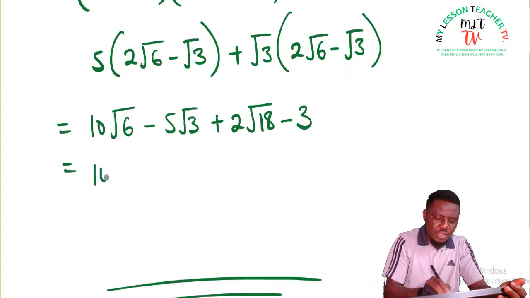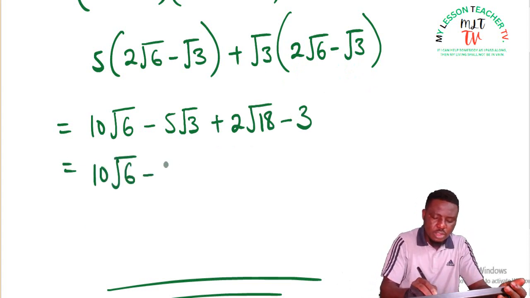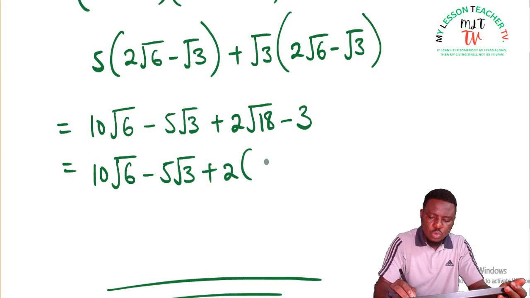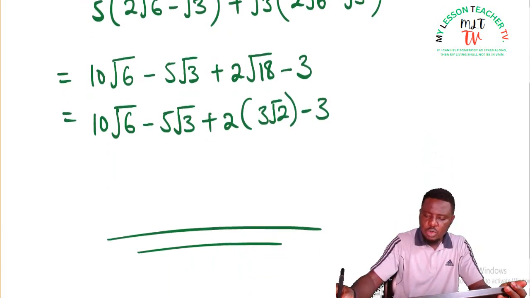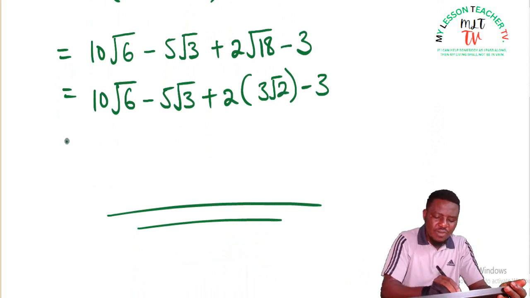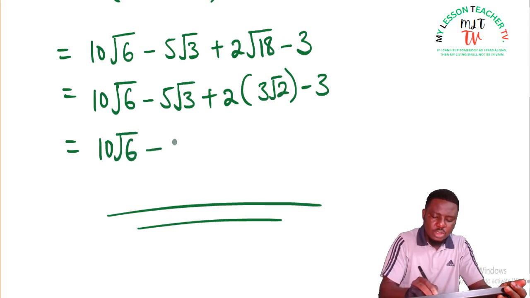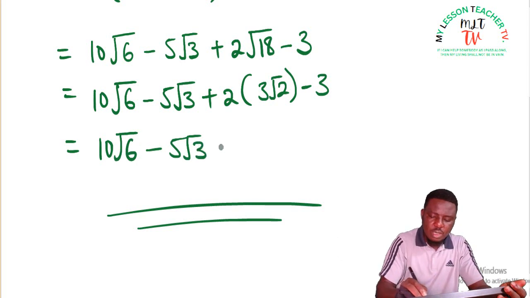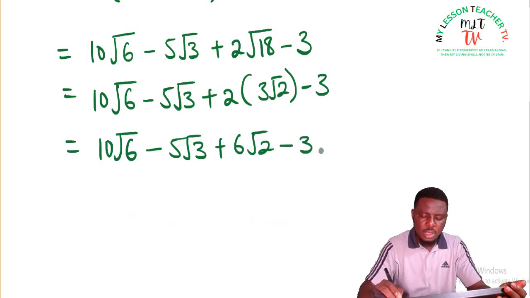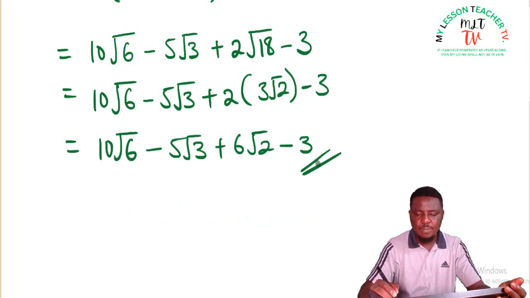Simplifying them further, we have 10√6 − 5√3 plus 2 into √18, which can be said to be 3√2. This is 3√2 − 3. You already know why it is 3√2. So when you simplify this further, you have 10√6 − 5√3 + 6√2 − 3. And this can be said to be your answer, as it cannot be simplified further.